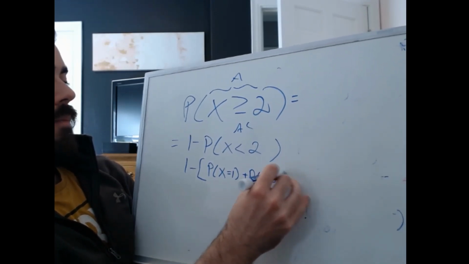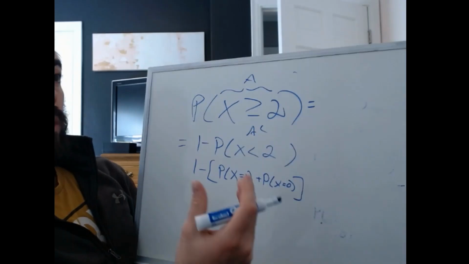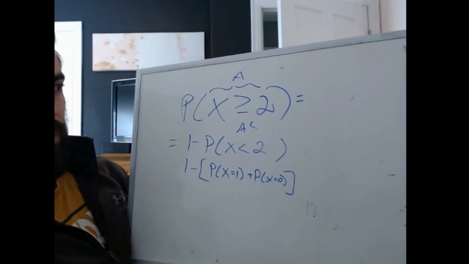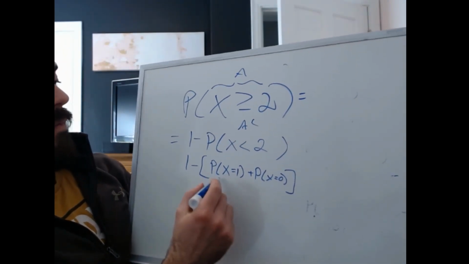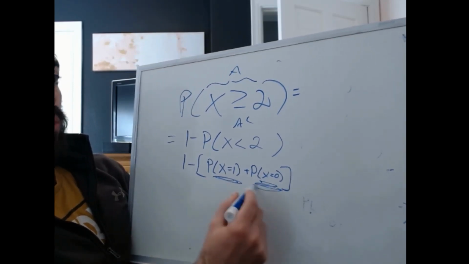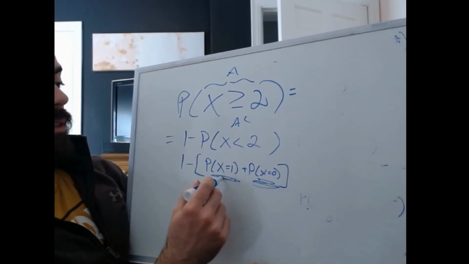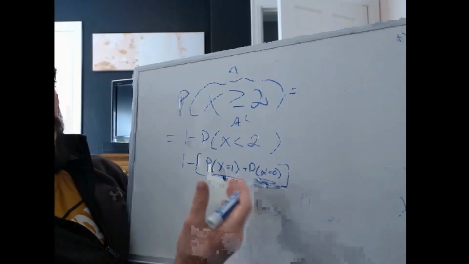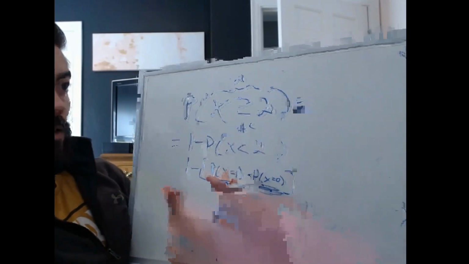Remember, this is binomial. These are discrete. We can't see half a person have a degree. And so now I only have to use that binomial equation twice, once where x is 1, once where x is 0. Once I find both those, add them up and subtract them from 1.